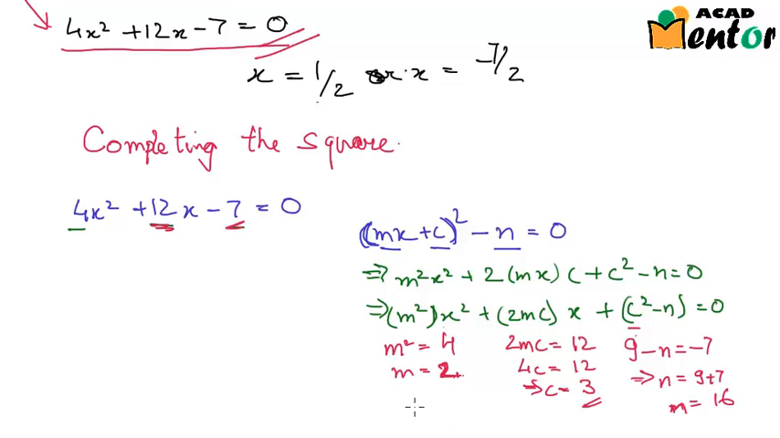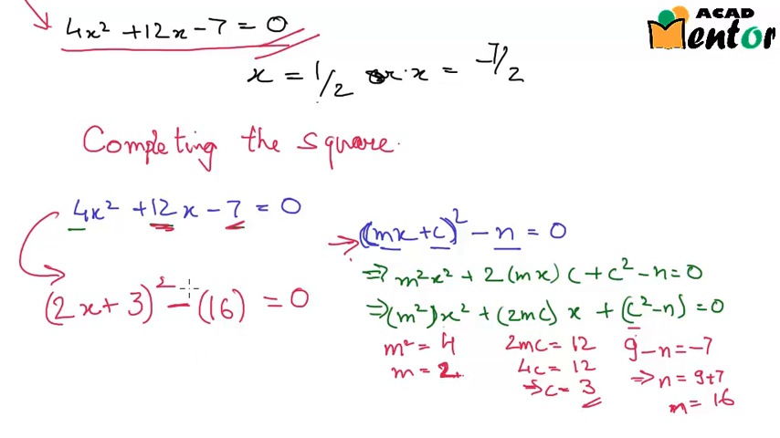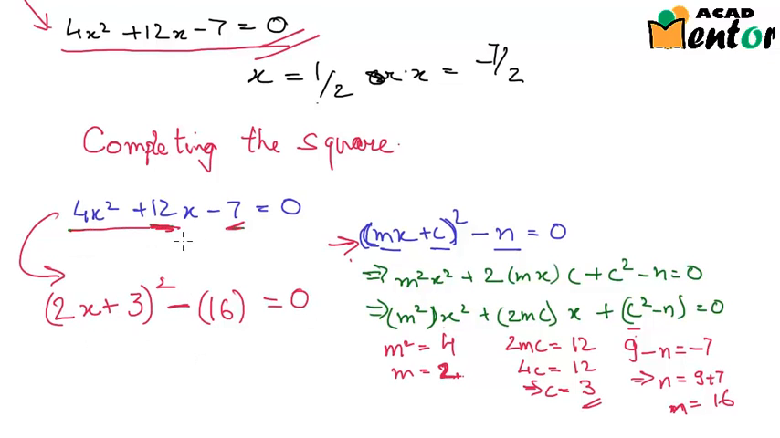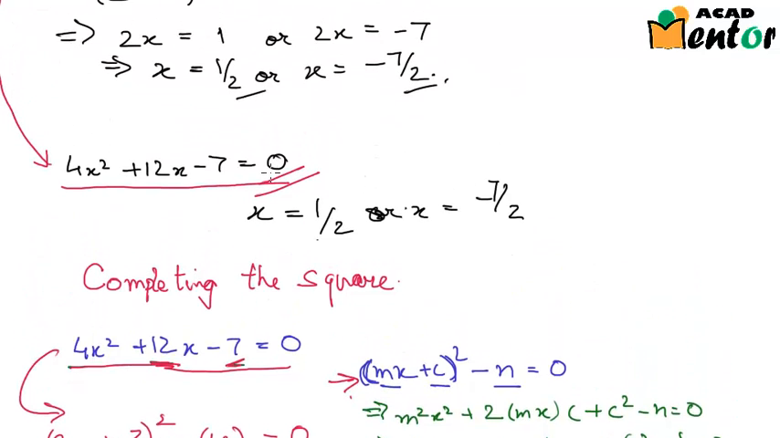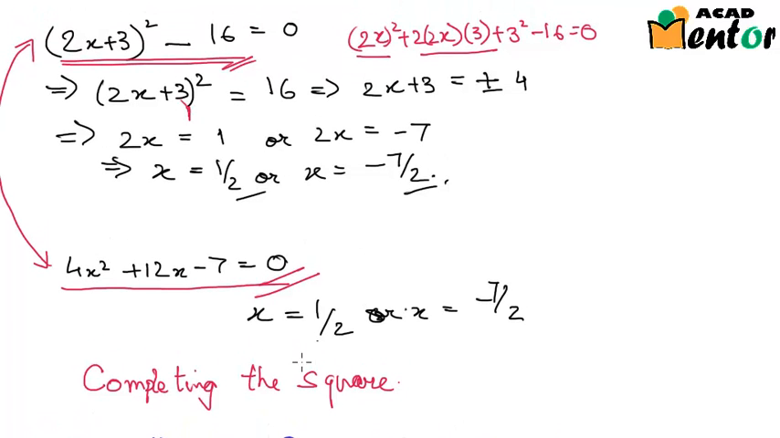So I can use these values of m, c, and n in this expression, and this equation would in turn become 2x plus c, which is 3, whole square minus, because I had used minus here, n, and the value of n is 16, is equal to 0. So this equation 4x square plus 12x minus 7 equal to 0 turns into 2x plus 3 whole square minus 16 equal to 0. And we just saw how to solve this, and the solutions were x equal to half and x equal to minus 7 by 2.